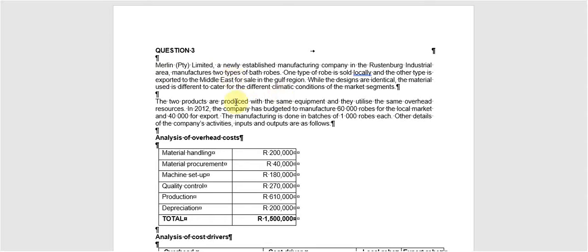They say the two products are produced with the same equipment and they utilize the same overheads. In 2012, the company has budgeted to manufacture 60,000 robes for the local market and 40,000 robes to be exported. The manufacturing is done in batches of 1,000 robes, and other details are as follows.